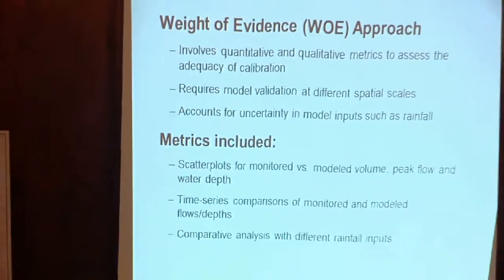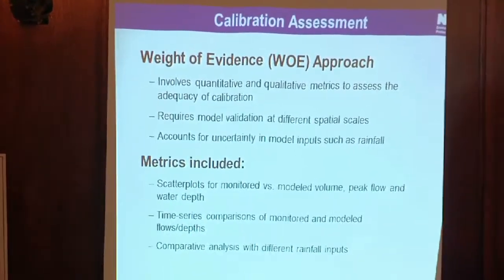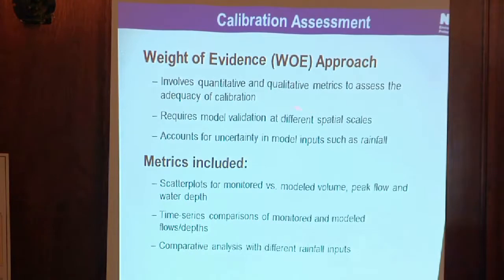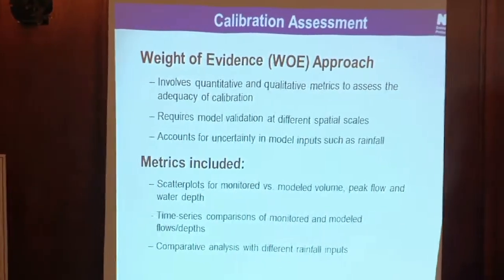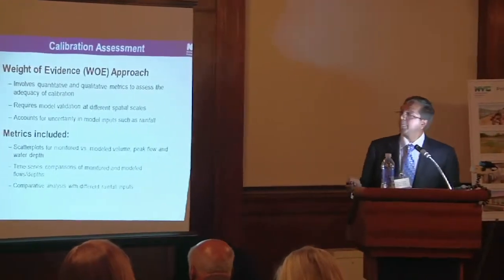And how good is the model? We used what is called a weight of evidence approach because there are qualitative and quantitative processes involved. So it involves both of them in terms of the metrics, but then one key recommendation in that approach is to use different scales. You do the calibration at the site scale or upland location. You also do it at the meters that are far downstream, but you also use the treatment plant. So you're using different spatial scales to gradually improve confidence on the model construction.